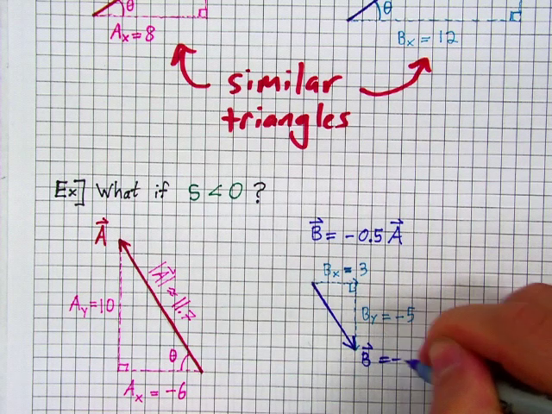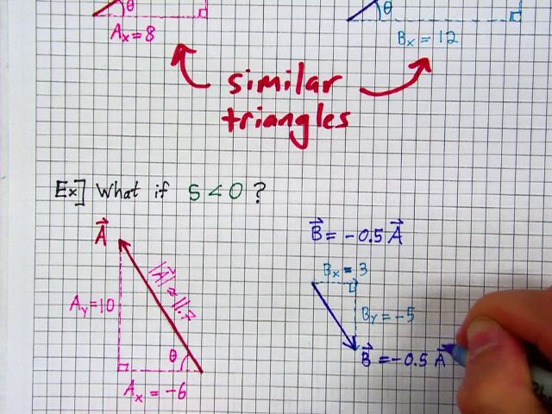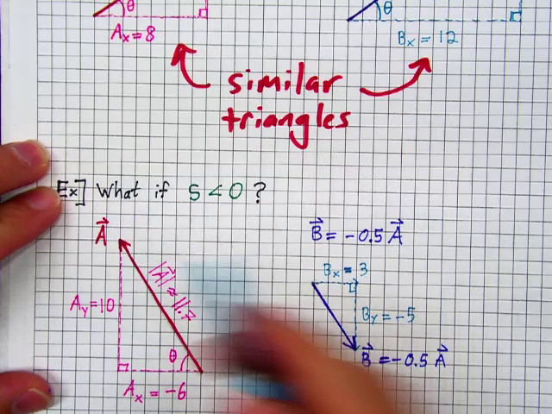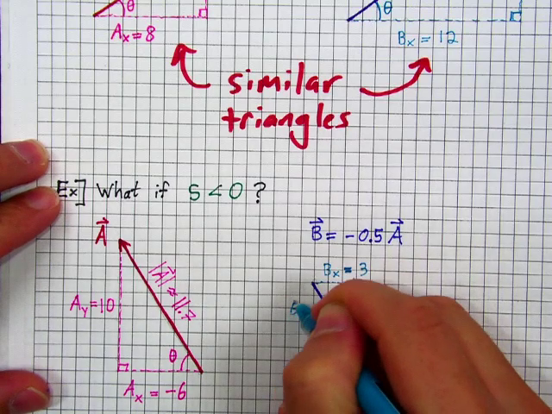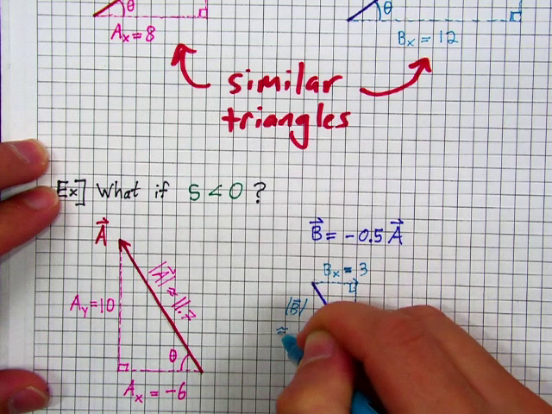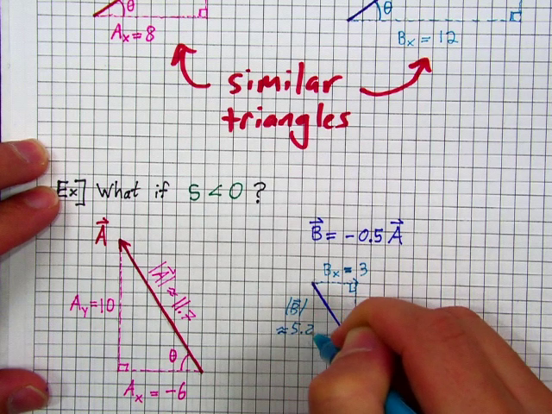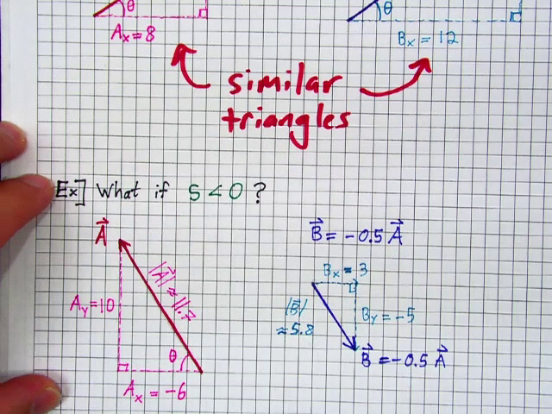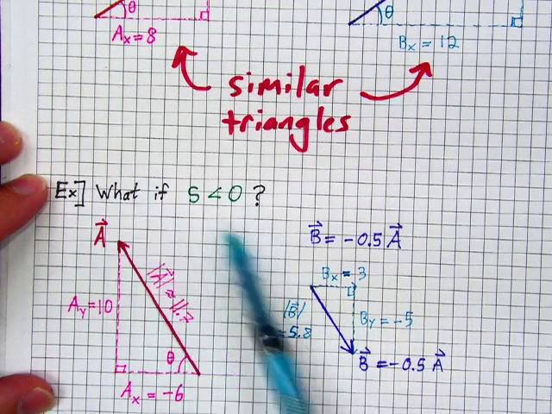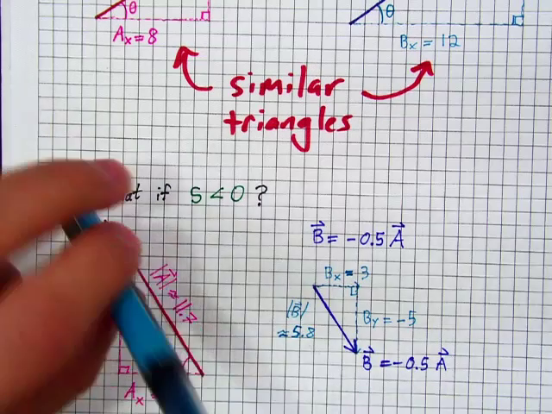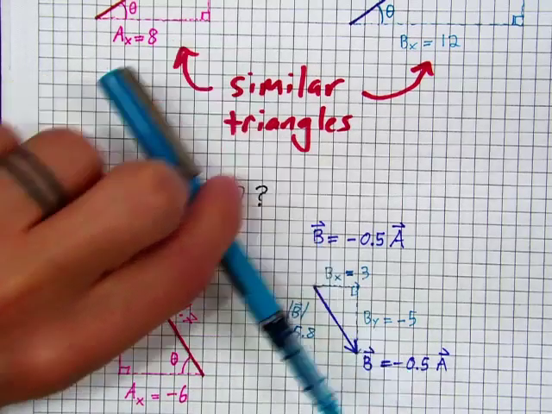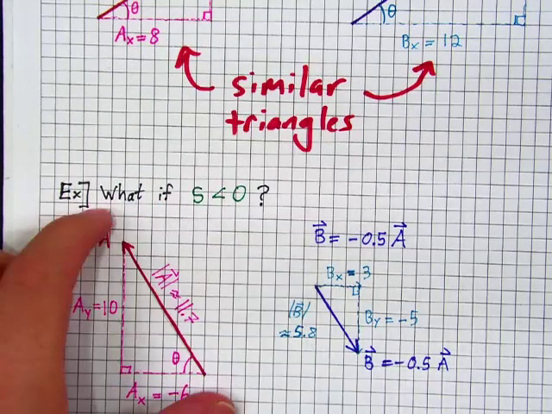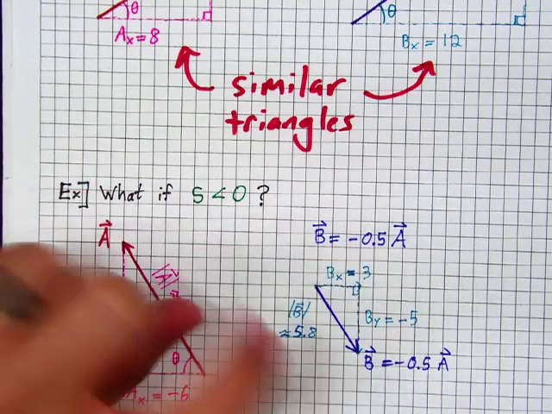That is negative 0.5 times vector A. You can verify that its magnitude here is half the magnitude of A. So the magnitude of B will be about 5.8. And we see what's happened to A by multiplying it by a negative scalar. We have flipped it. Multiplying by a negative number flips the direction of your vector. And also rescales it. So the 0.5 has rescaled it, has shrunken it, but the negative has flipped it.